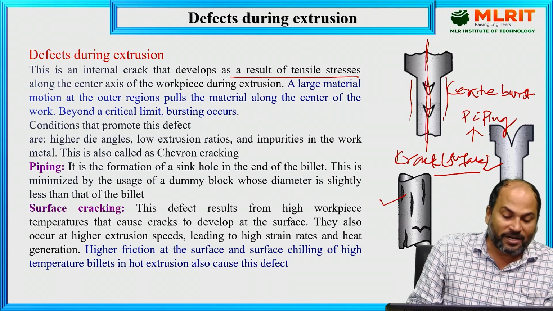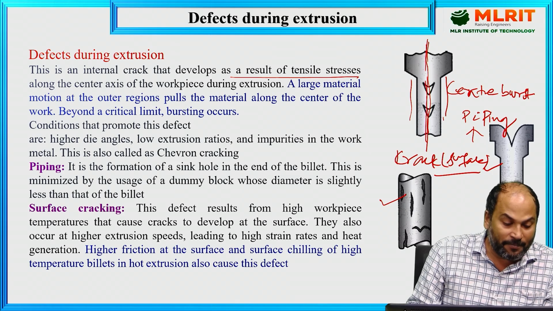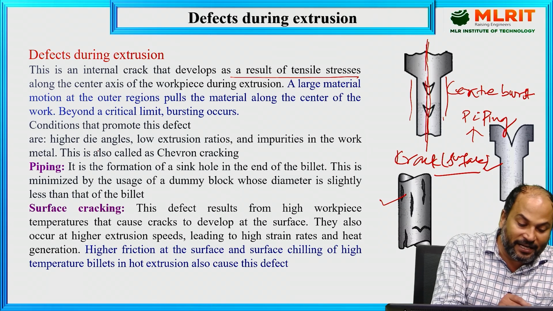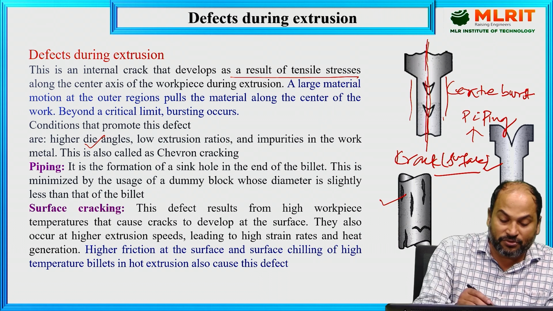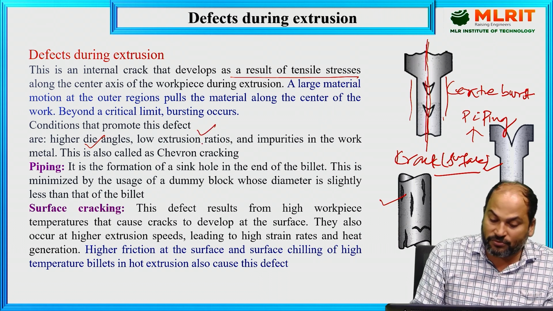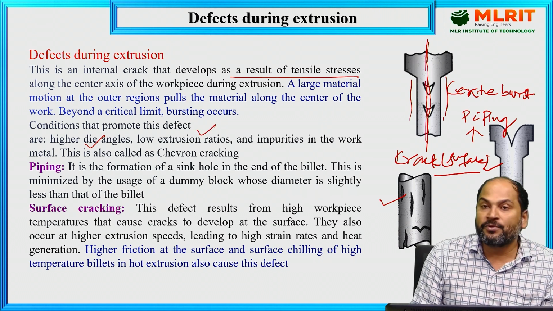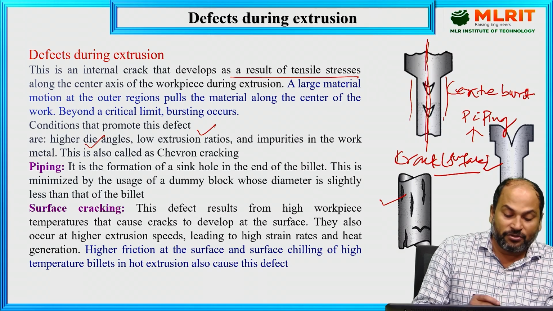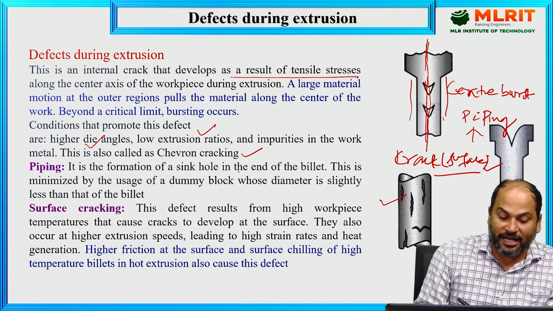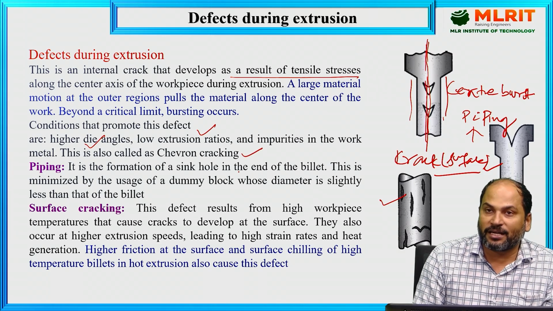Okay, so what are the conditions because of which it happens? The conditions are, if the die angle is high, it will promote this center burst. If the extrusion ratio is low, then also it will. And if some impurities are there in the metal, then this defect will be more prone to happen. Okay, this is also known as chevron cracking. This is another name of this one.